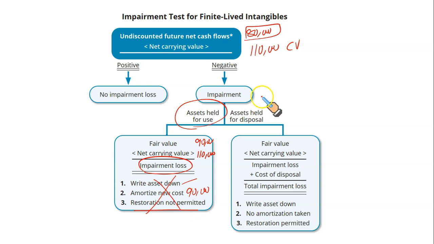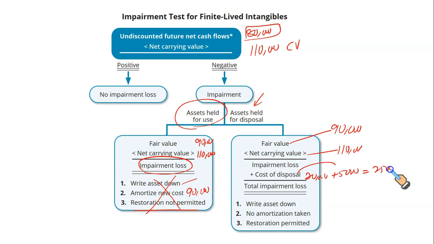Now, if the asset is held for disposal and fair value is 90,000, the carrying value is 110, so clearly there is an impairment loss of $20,000. And to it we have added 5,000 disposal costs, so a total loss of $25,000 is charged. Total impairment is the impairment loss plus the cost of disposal, $25,000. So you do the same thing, write down the asset. No amortization is taken because this asset is to be disposed, so no more amortization.